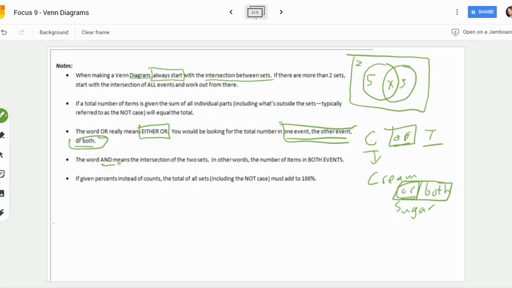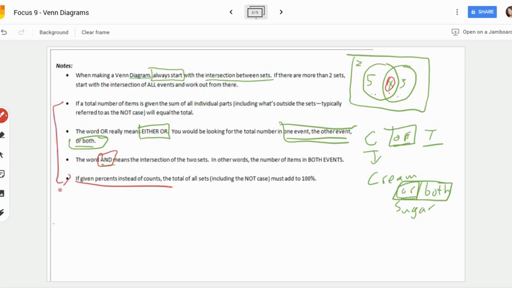The word and means strictly the intersection. It has to have both. It has to be this X. It has to be that one. If it's and, it fits both criteria. It can't be in this region. It can't be in this region. It has to be in both regions. So and is a lot easier to understand.